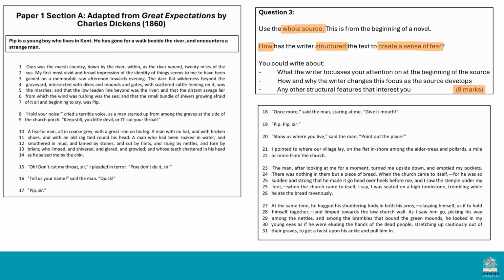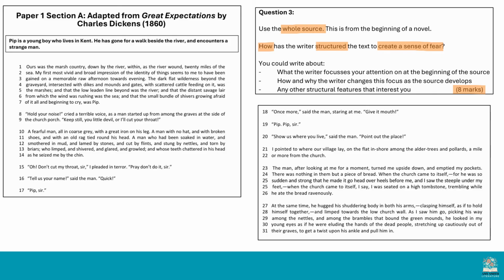Now that word how is really important. It always tells us that we need to analyse. So if you see it in a question, you need to identify the writer's methods and then explore why the writer has used those particular methods. And the methods we're going to be looking at today are structural methods.